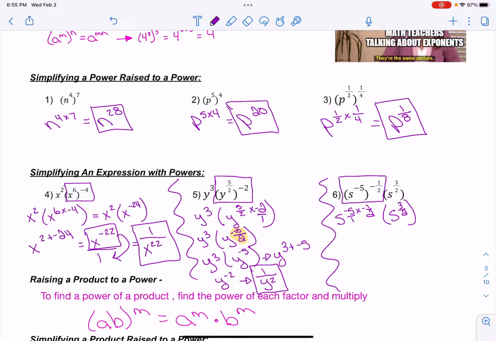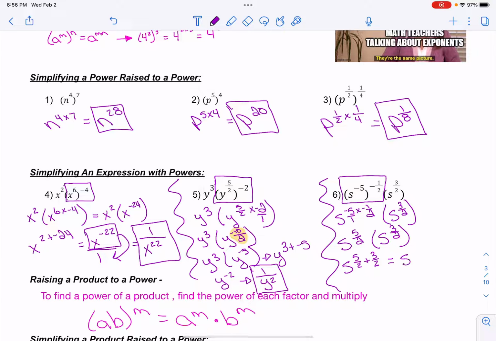Again, remember this -5 is over this imaginary 1. So when we multiply across, -5 times -1 is +5. And then 1 times 2 is just 2. And we bring down this s to the 3/2. So now we have same bases. So we do s to the 5/2 plus 3/2. Since they have the same base, we add those exponents.